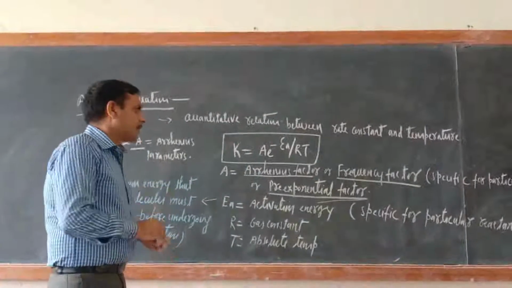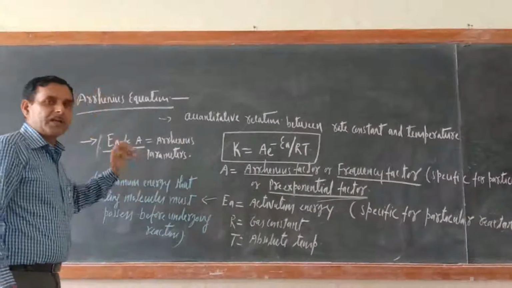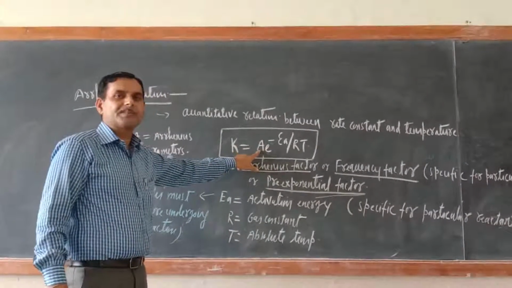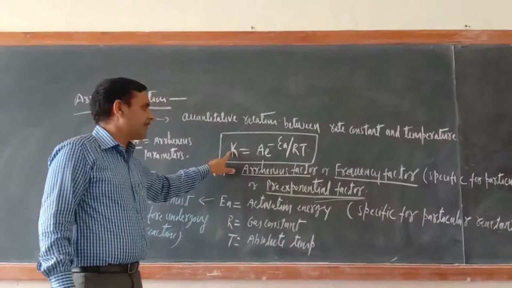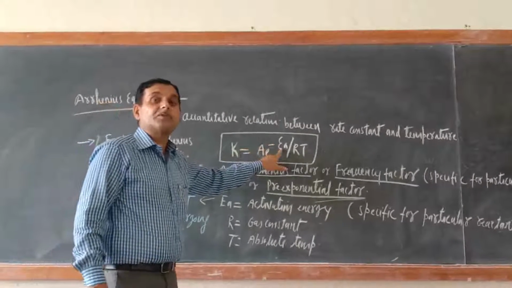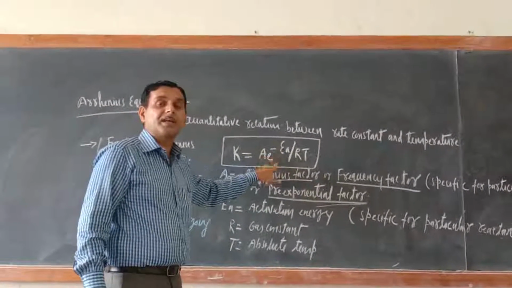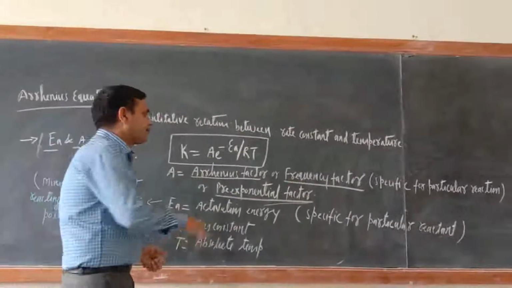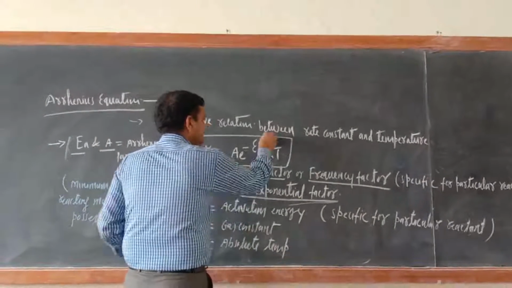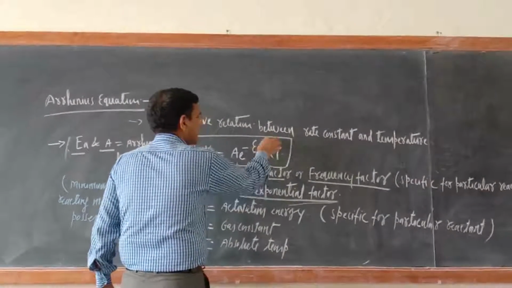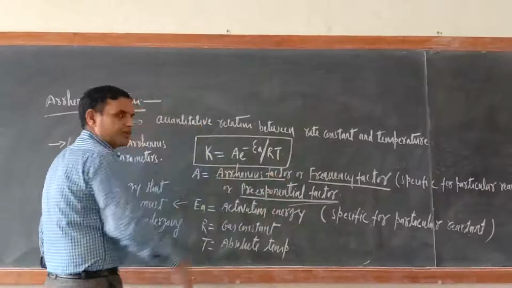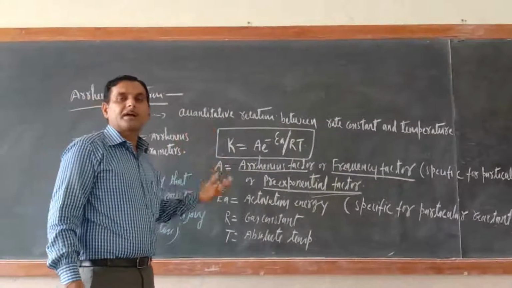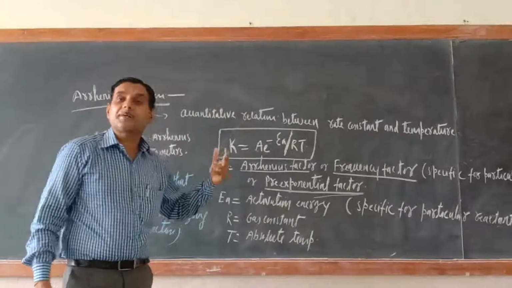Just see. For a particular reaction, the collision frequency must be more. Then only the K value will be more, and the Ea value should be less because it is a minus sign here: e raised to the power minus Ea by RT. And what about temperature? Just see, this is Ea by RT. The temperature should be more. So by seeing only the equation, we can come to know the effect of temperature.